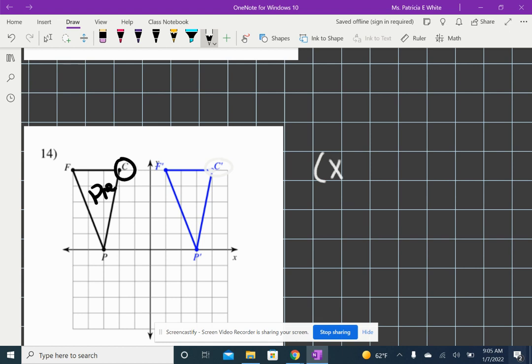So all I got to do is write the rule X, Y. The coordinate XY goes to, this time the X is changing. It is going to the right, so it is increasing. So I have a plus sign. It went 1, 2, 3, 4, 5, 6. Let me count that again. 1, 2, 3, 4, 5, 6. X plus 6. It did not move up or down, so the Y stays the same.